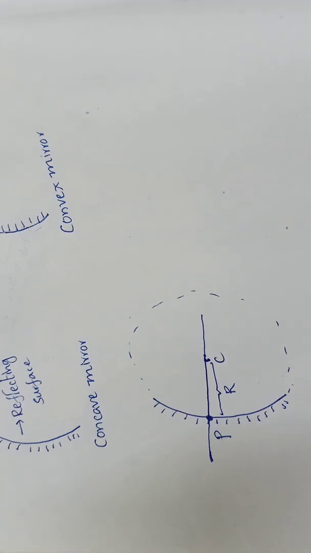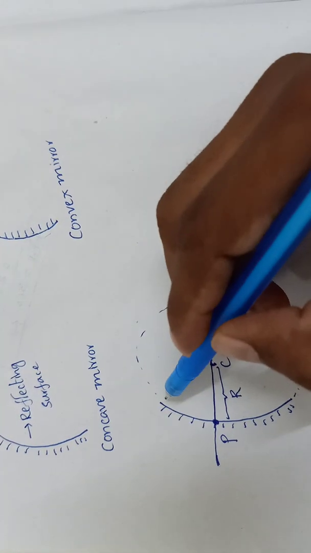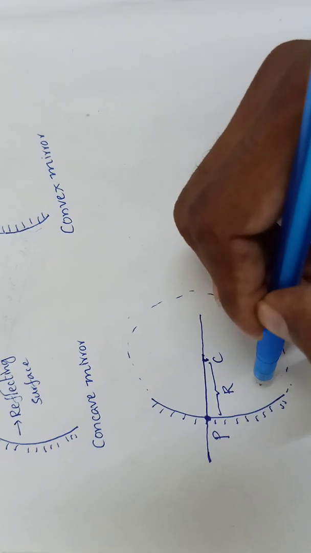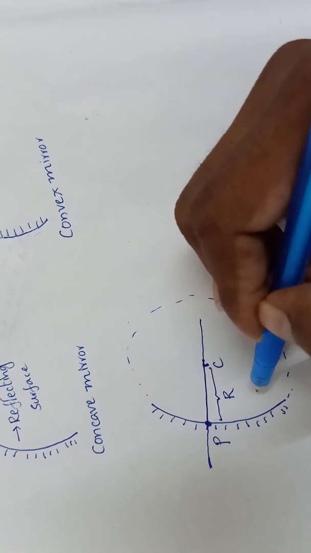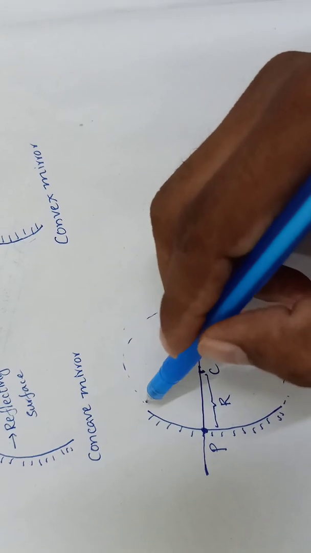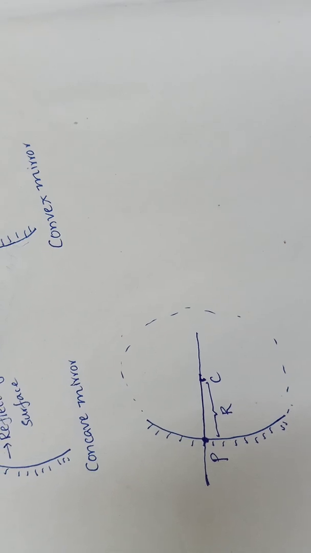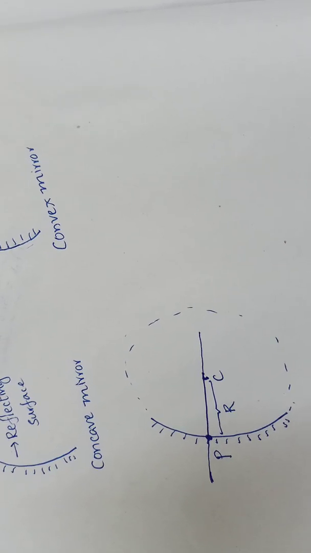Next, aperture. Aperture means the diameter. The diameter of the enclosed circular portion of the curved mirror is called aperture. The diameter of the reflecting surface, we can call it the aperture.